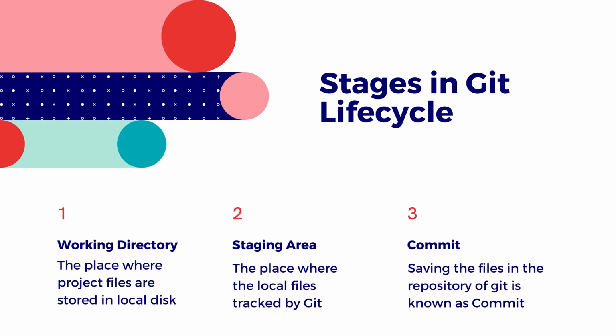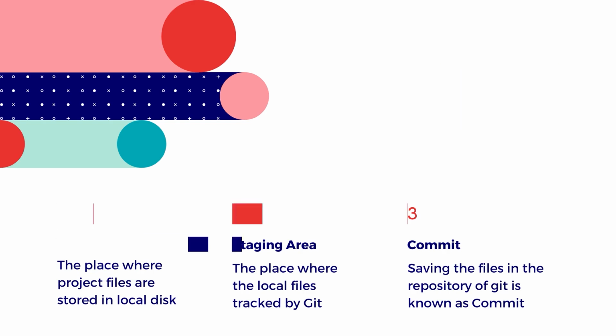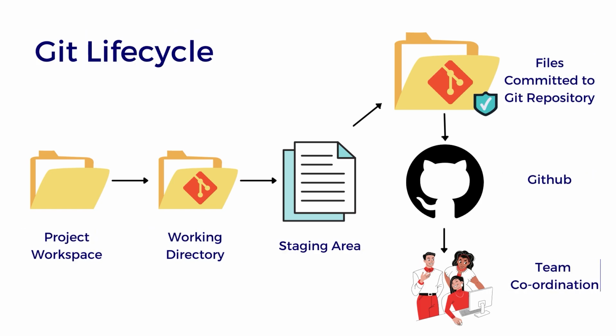Till now, we have discussed the Git lifecycle. Now we will understand how the Git lifecycle works. As per the slide, we can see the version control using Git starts with the project workspace where the code files will be created, and then the next phase is adding the code files to the working directory where Git is initialized.